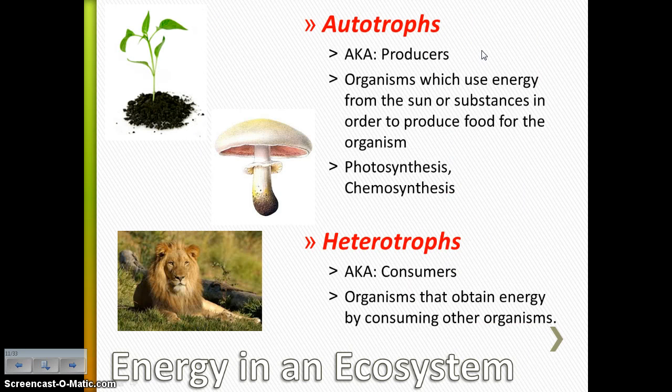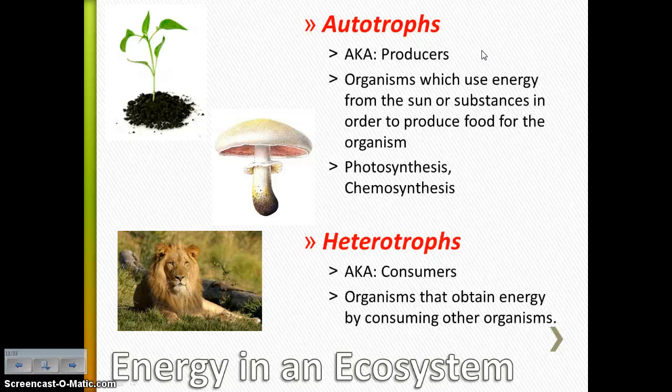Okay, a couple more words you're probably familiar with, autotrophs versus heterotrophs. An autotroph is another name for a producer, and we talked about this with photosynthesis. These are organisms which use energy from the sun or other substances in order to produce food on their own, food for the organism. So this is like photosynthesis or chemosynthesis, which we'll talk about, but basically they make their own food. They don't have to consume anything else.